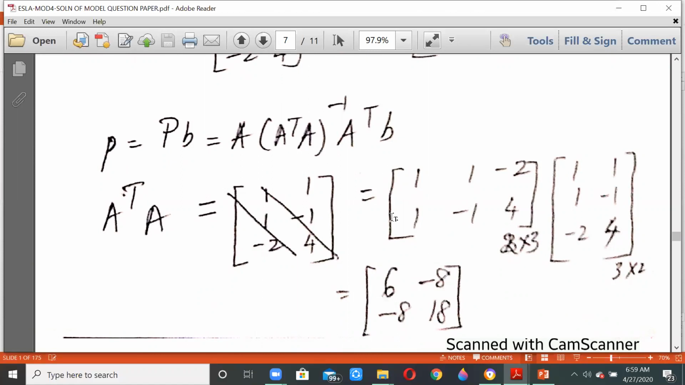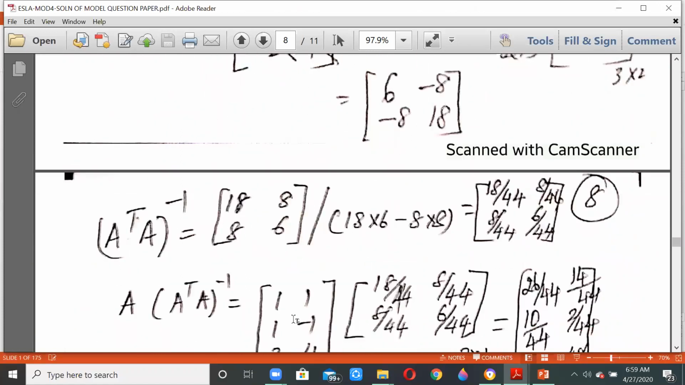So A transpose A is what we are trying to find first. This will turn out to be this. Then A transpose A inverse: these two exchange and these two again exchange with a minus sign multiplied, and you'll get this. The denominator will be 6 into 18 minus of minus 8 into minus 8. That will be the value over here. So we will get 18 by 44, 8 by 44, 8 by 44, 6 by 44.